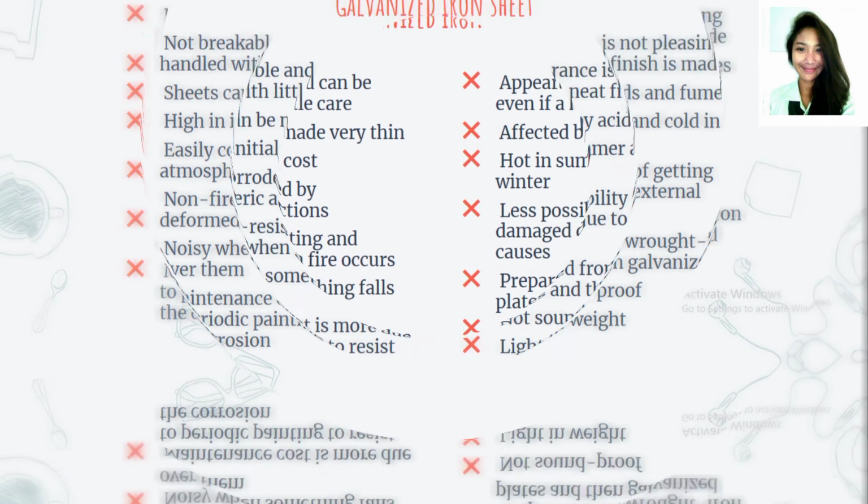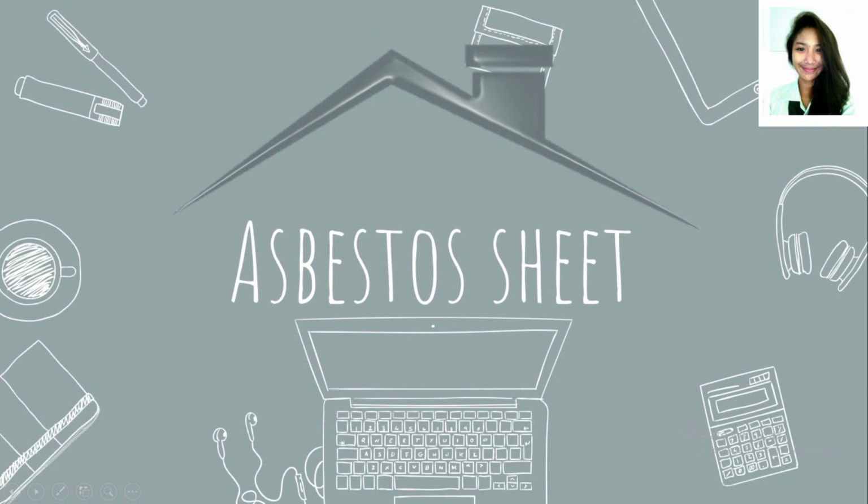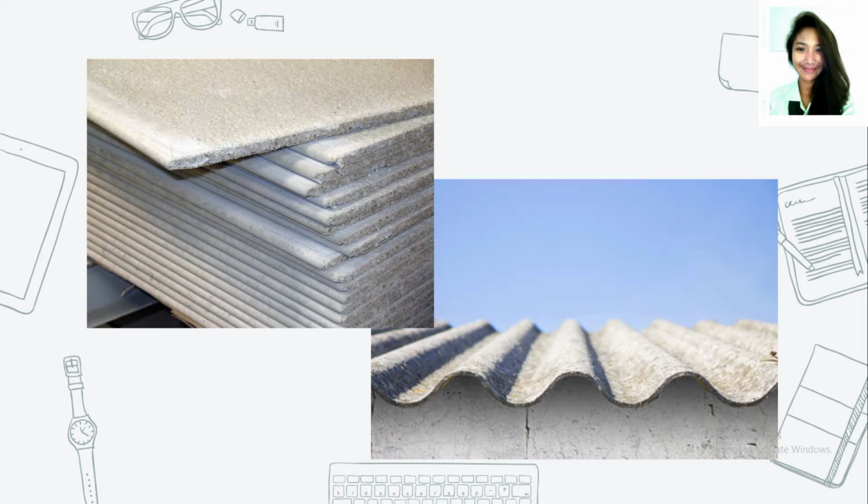So next is the asbestos sheet, and here's how it looks like. So as far as I know, asbestos sheet is now banned in the construction industry since it is widely regarded as a silent killer which can go often unnoticed, and the idea of its presence in the building surrounding you is enough to create feelings of uneasiness and concern.